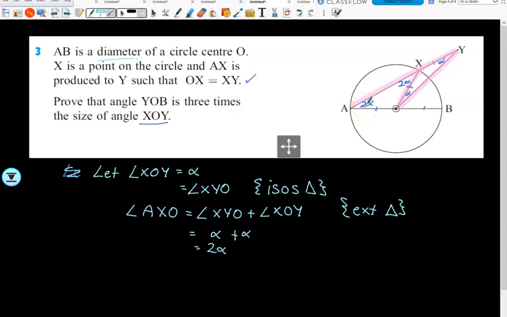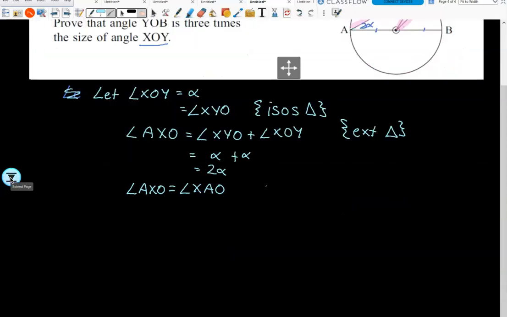Correct. So we can say angle AXO equals angle XAO. We said AXO equals XAO. Yep, because it was isosceles, which equals 2 alpha.